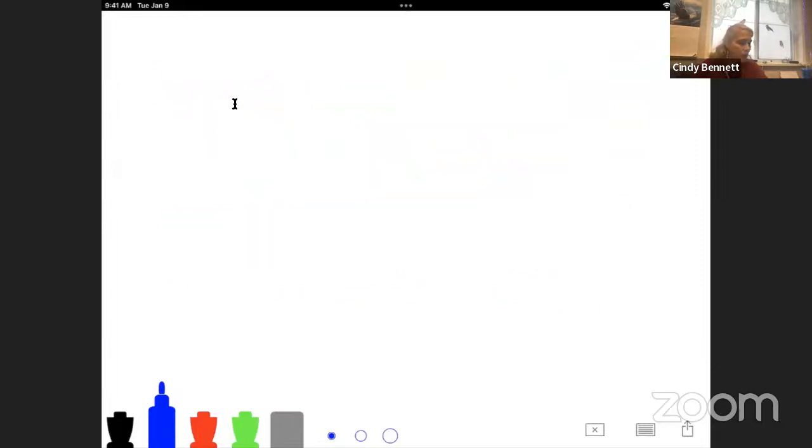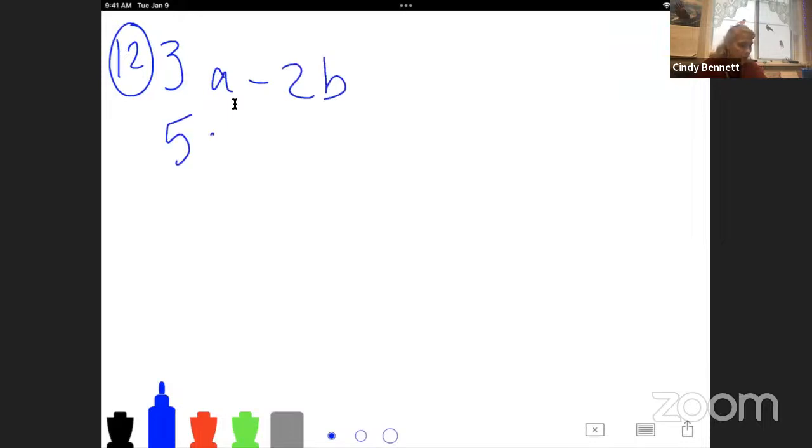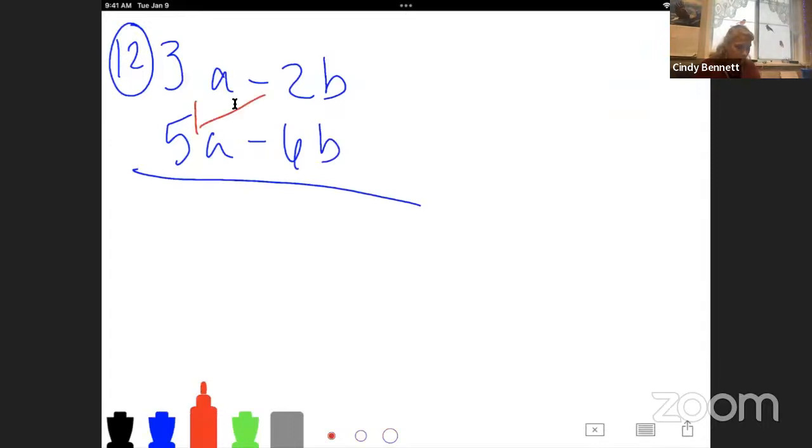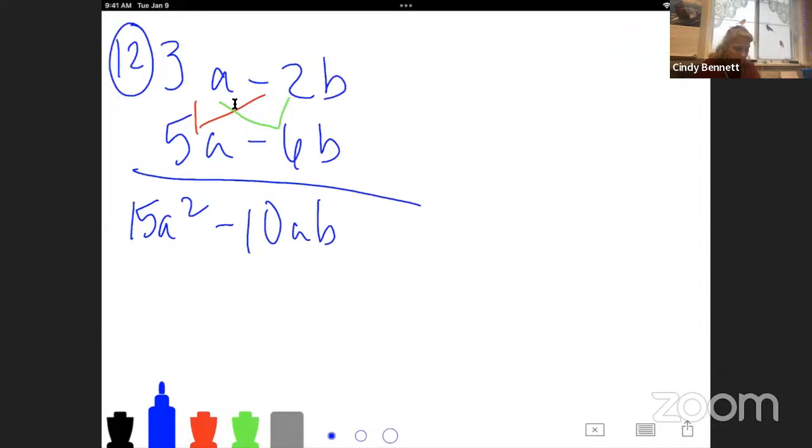Number 12. We are multiplying terms here. So 3a minus 2b times 5a minus 6b. Now, as you can remember, you're going to do 5a times that, then you're going to do 6b times that, and don't forget your negative signs. So 3 times 5 is 15a squared minus 10ab, and then I'm going to do the 6. Negative 6 times 3 is negative 18ab, and then plus, because it's 2 negatives, 12b squared.